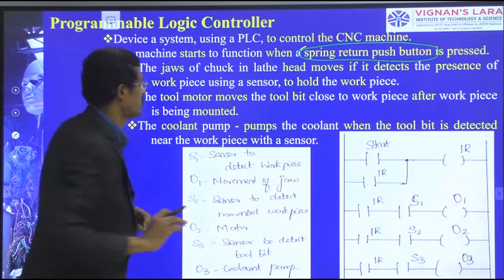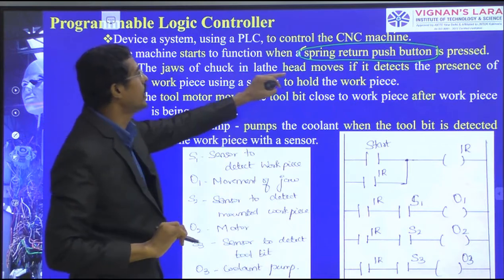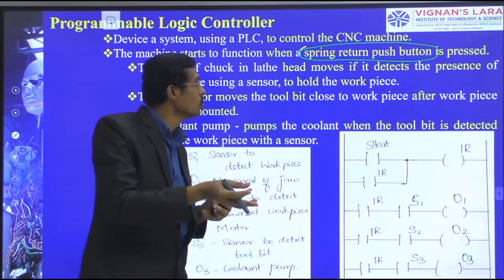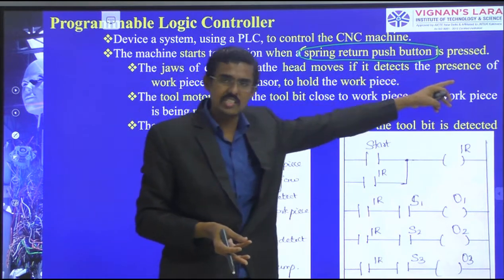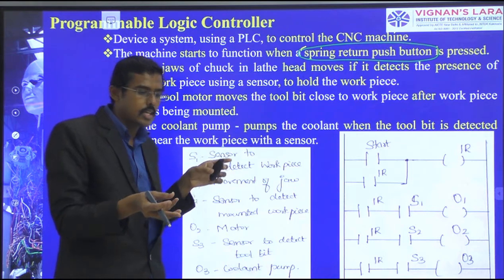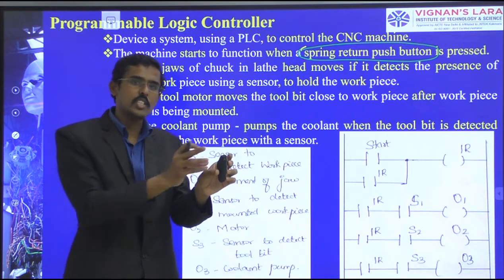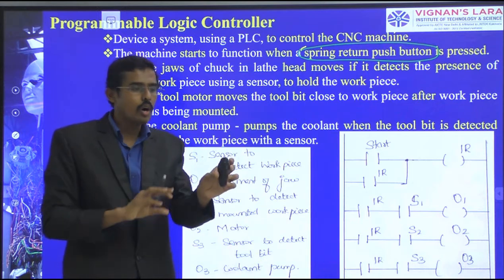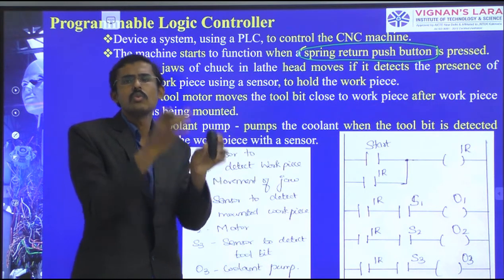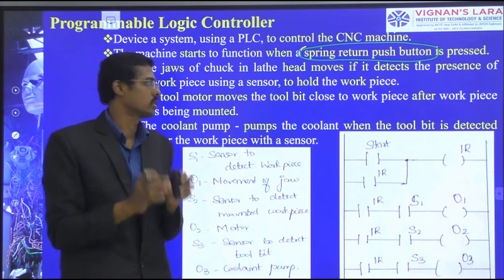There are two to three points here. The jaw of the chuck in the lathe head moves if it detects the presence of a workpiece using the sensor. I am keeping the workpiece for the CNC operation, and it has to hold it for drilling and turning operations. Some lathe work operations are to be done, some secondary treatments to be performed.